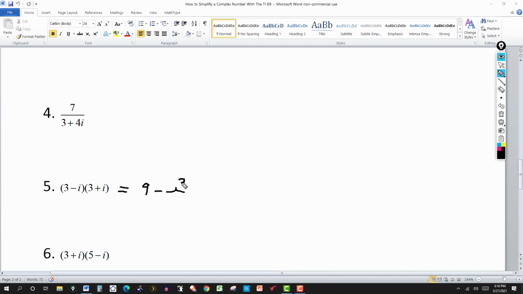i squared. You can do it term by term. 3 times 3 is 9. 3 times i is 3i. Minus i times 3 is minus 3i. Minus i times minus i is minus i squared. And then simplify, you get the same thing here. And just remember that i squared is negative 1. So 9 minus a minus 1 makes this a plus 1. So it'll be 9 and 1 is 10.